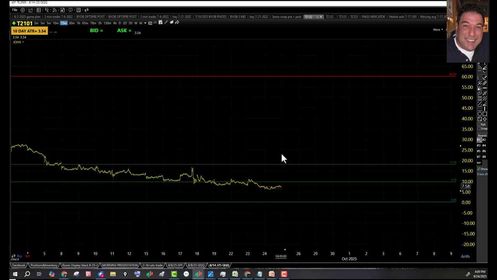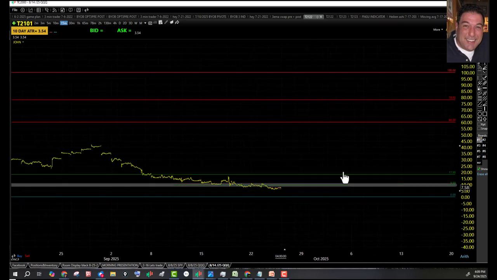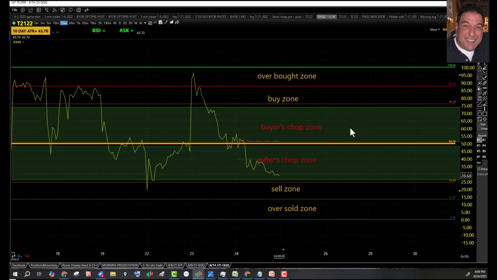All right, so there's T2101 market breadth. Okay, on the 15-minute chart, again, digging out new lows again today. T2122. The day was well represented. I mean, we didn't go up, and you can see the price action. We made lower highs and lower lows and lower highs and lower lows again. So we wound up closing inside the seller's chop zone.